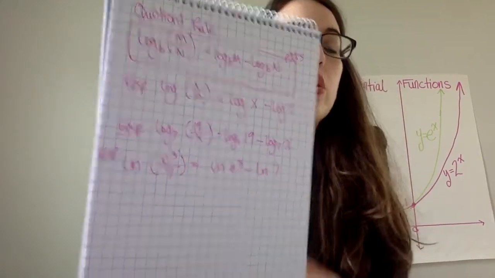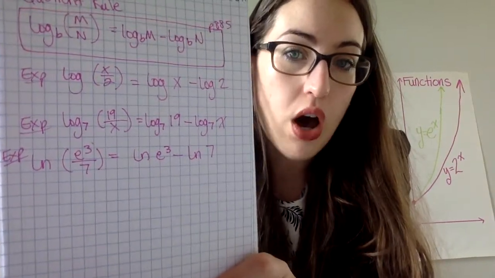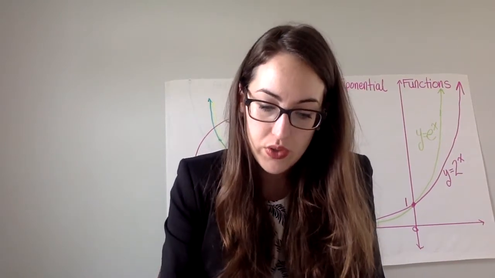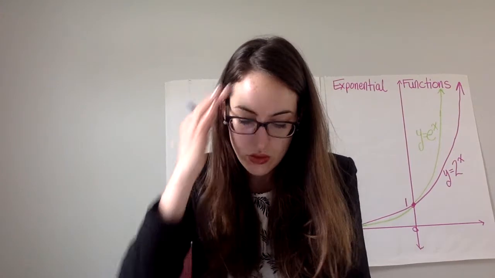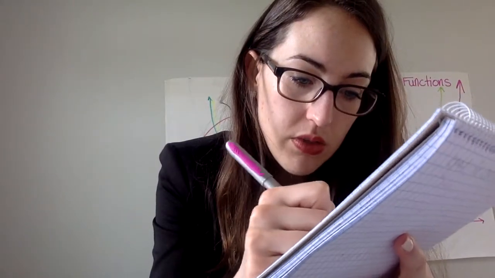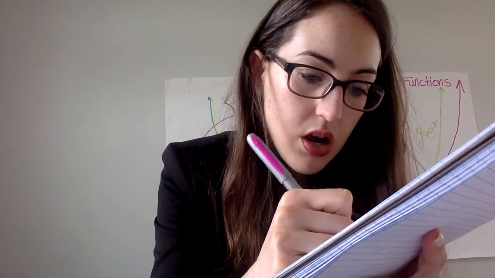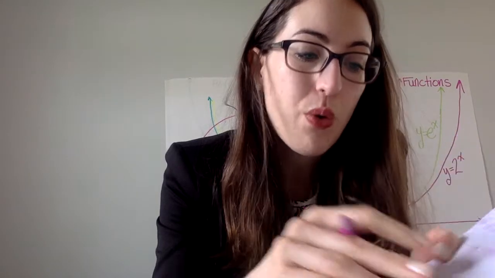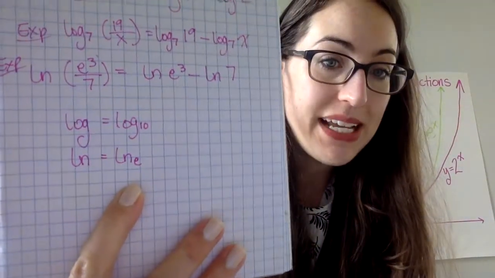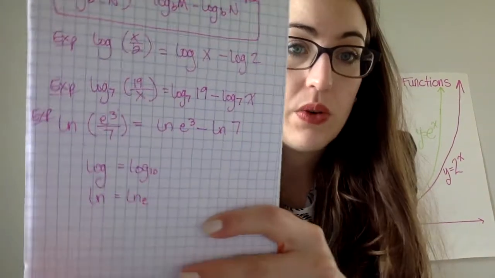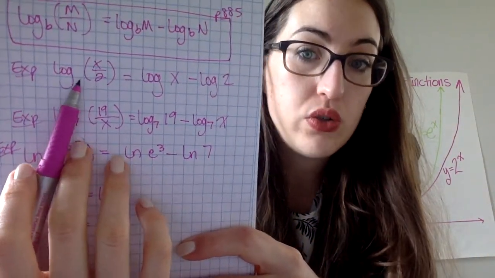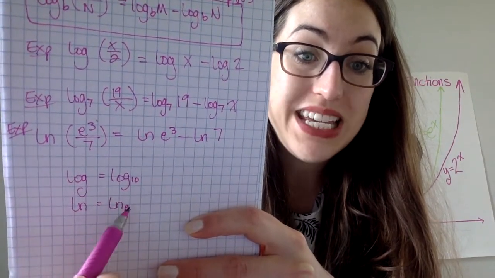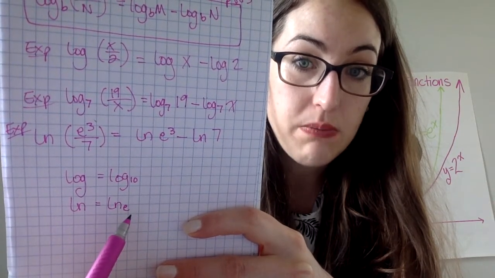The only thing that's different here is that if you have a log with no base, you know that it's a base 10. The book doesn't do a real good job showing this, so I'm just going to make something up here. A log with no base is a base 10, and a natural log with no base, this is crazy, is a base e. Just remember, it is a 10 if there's no base. If it is a natural log, that is a base of e.